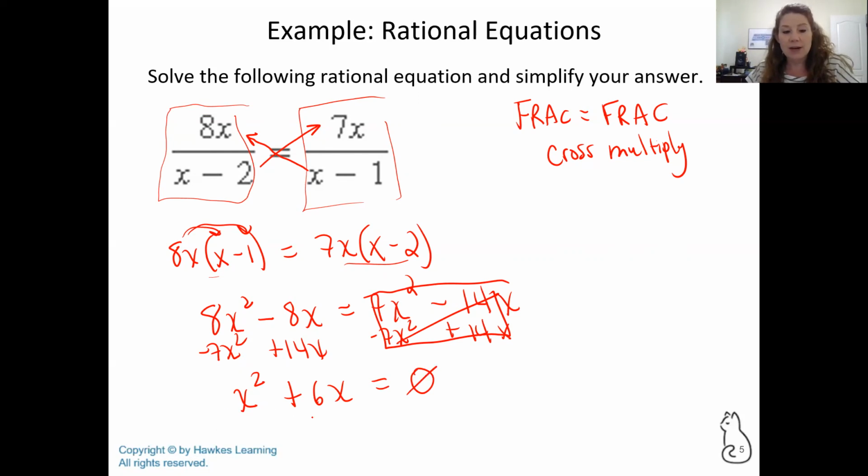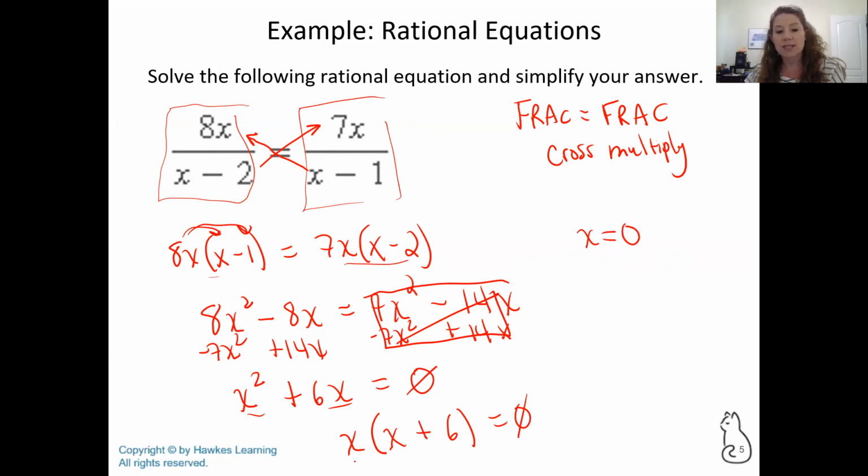So now I want to say, okay, well, I can factor both of these. What can be factored out of both of those? An x, right? So x squared divided by x is x. 6x divided by x is 6. So I'm going to set both of those equal to 0. So my two answers would be x is equal to 0. And then the other one is x plus 6 equals 0. So I'm going to subtract 6. And I see that x is also equal to negative 6. So x is 0 and negative 6.